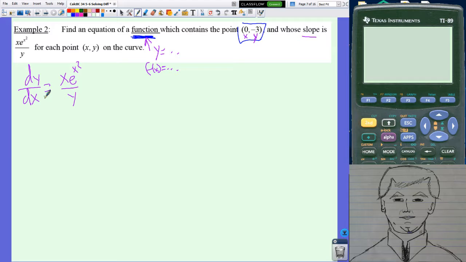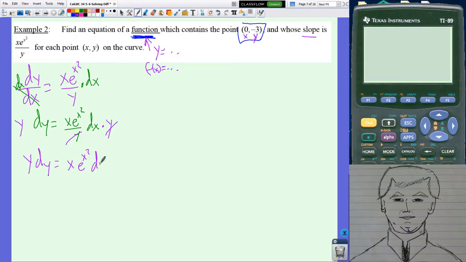So what I'm actually going to do is multiply by dx on both sides, just like this. These cancel out, so I get dy equals x e^(x squared) over y dx. I want my y's on one side, so I'm going to multiply by y on both sides. These end up canceling, so what I'll have is y dy equals x e to the x squared dx.